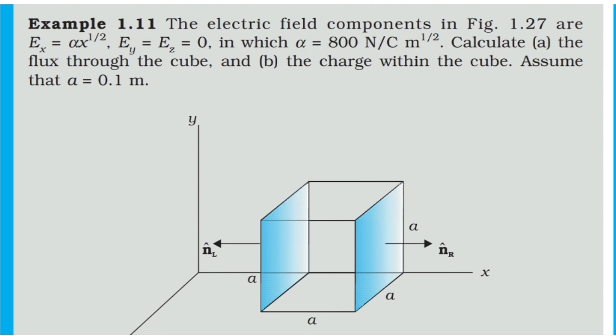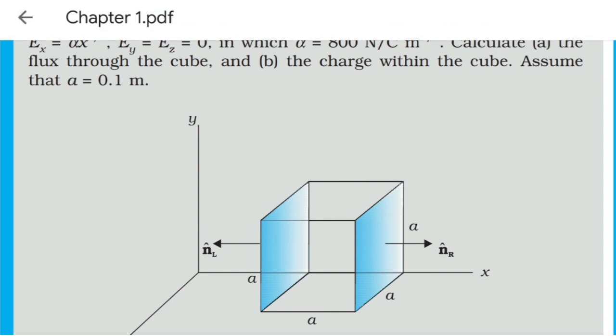Through all the other four faces, the field lines will not pass at all because the electric field in those directions is 0. Got it? So the flux through the four faces is equal to 0, and the flux passes only through these two faces marked blue. That is the importance of this question. So you have to find the flux through the left face and the right face, and the total flux will be the sum of those two fluxes.